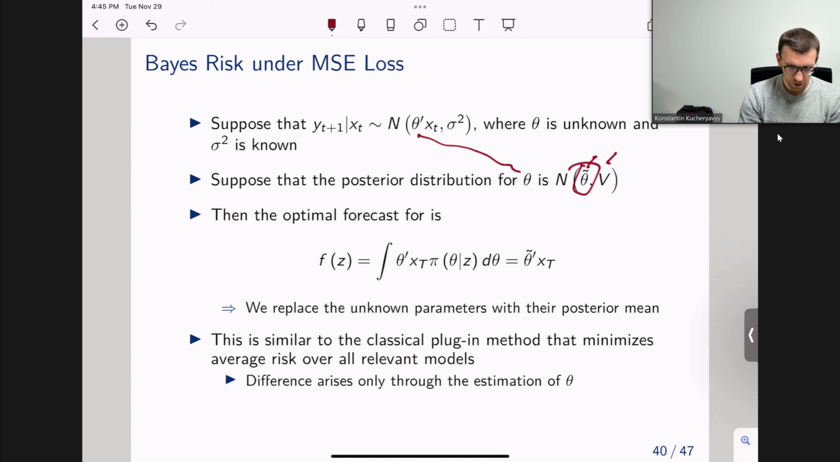And of course, in the classical approach, the optimal forecast under quadratic loss will be theta x_t. But the question is, where do you get this? In the classical approach, you were using the data to estimate this parameter. In the Bayesian approach, somehow you need to have some value for this parameter. And then the question is how we come up with the value of this parameter. We will consider examples of that later.